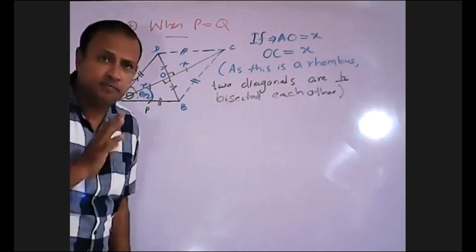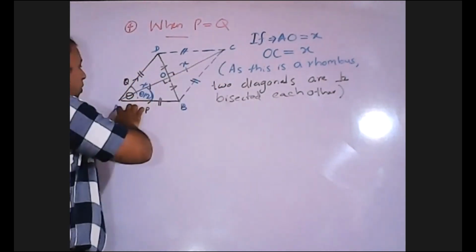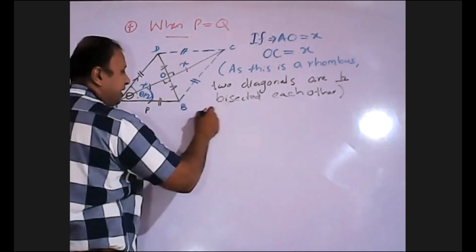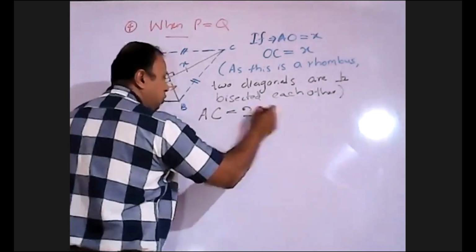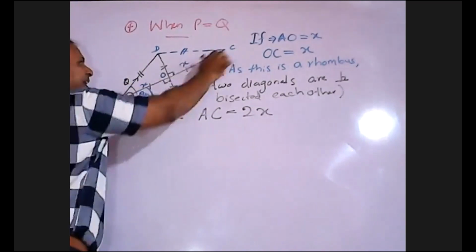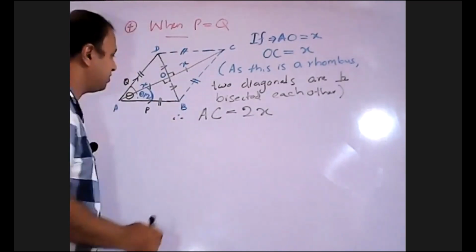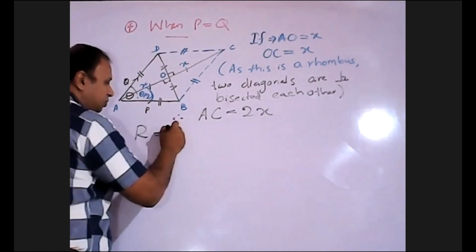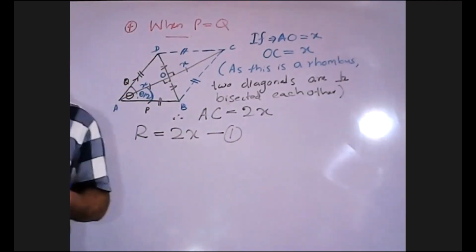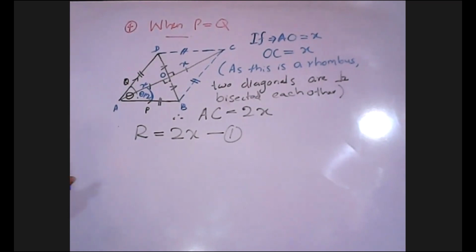Okay. That means OA is X, OC is also X. That means O to C length should be equal to 2X. That means A to C length should be equal to 2X. A to C length means the magnitude of the resultant force, no? So that is equal to the resultant force. So R is equal to 2X here. Did you get this point? Yes, sir. Thank you. Others?